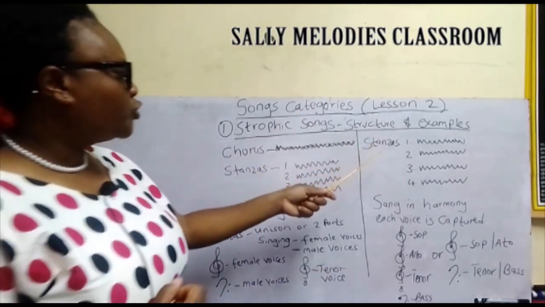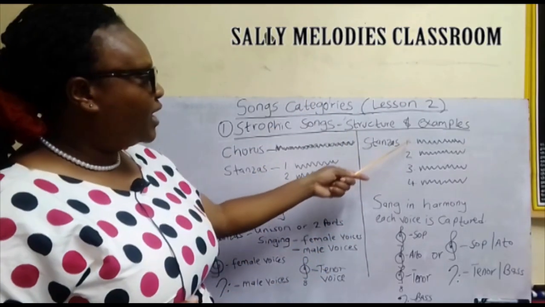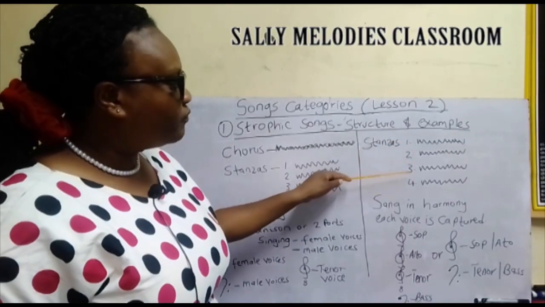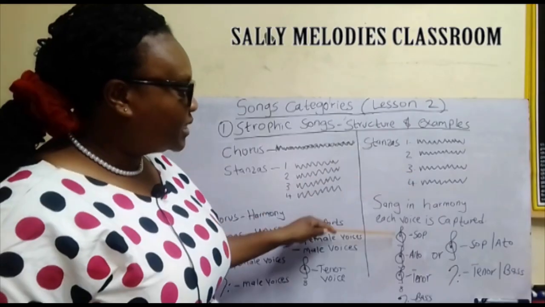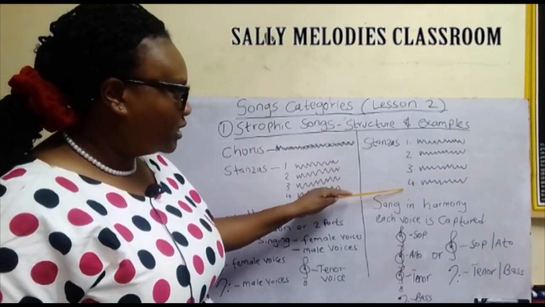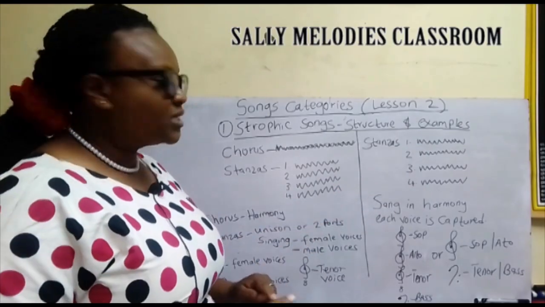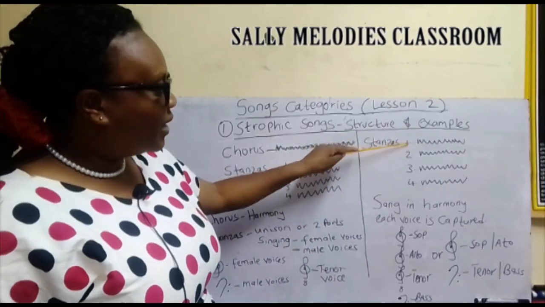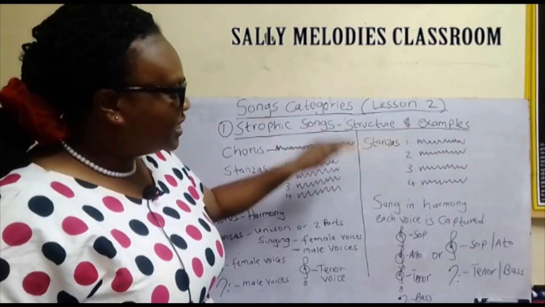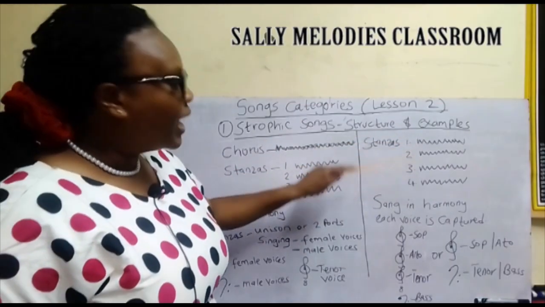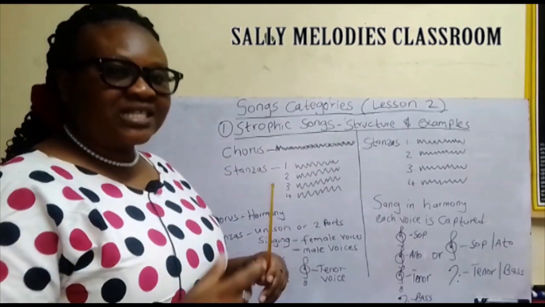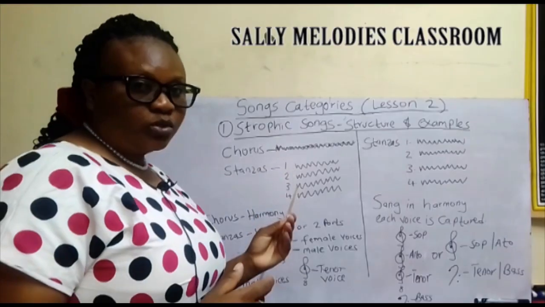When we go to the other side, whereby we have the stanzas, this is where now you can hear that each voice is represented. Each voice is captured. Here they sing in harmony, and they don't have a chorus. So they will be singing stanza 1, and then they go to stanza 2, and then they go to stanza 3, and then they go to stanza 4. Unlike this structure whereby after every stanza, you go back to the chorus.